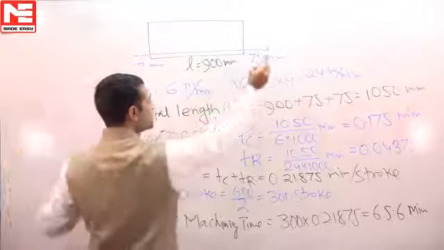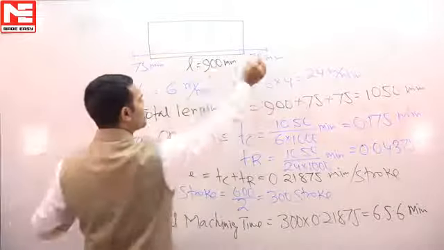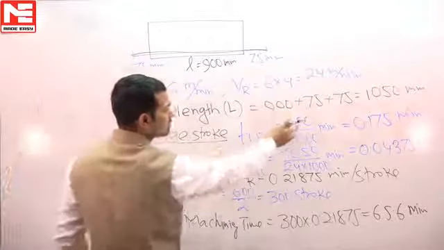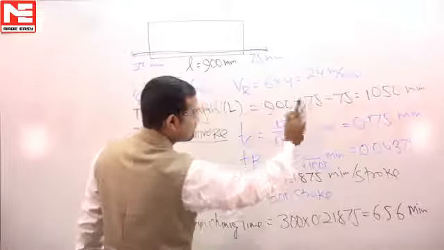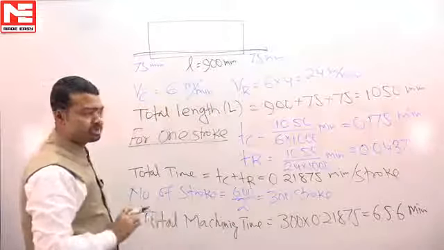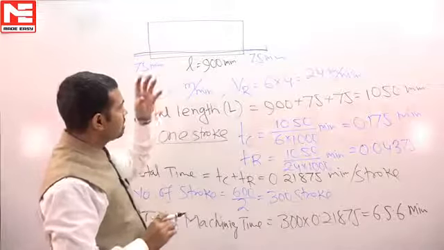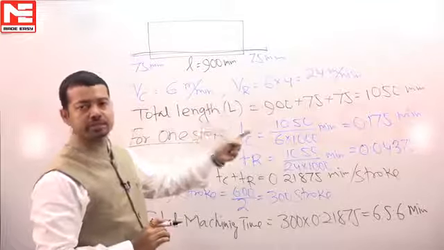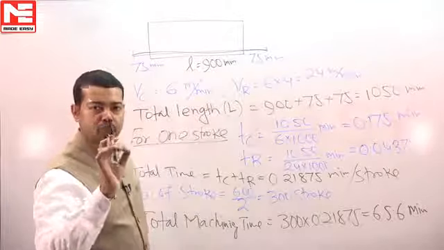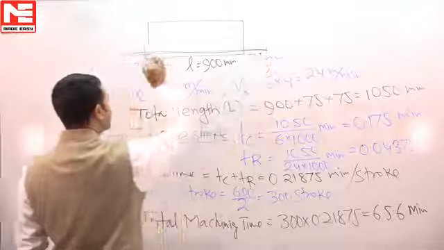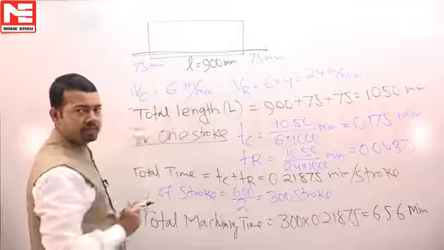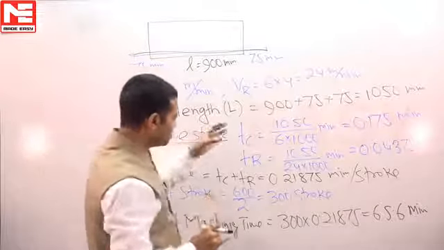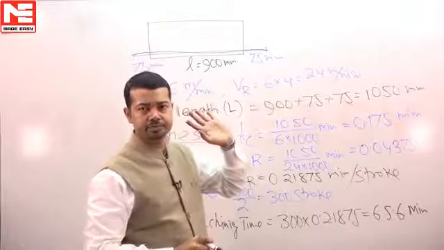So, if it cuts with 6 meter per minute velocity from here to here, how much time will it take? It will take this divided by 6 meter, that is 6000 millimeter per minute, so 0.175 minute. For one cutting stroke, the shaper head has to move from here to here with 6 meter per minute velocity, so the time required for cutting is equal to this.